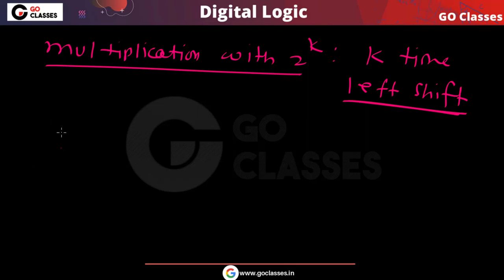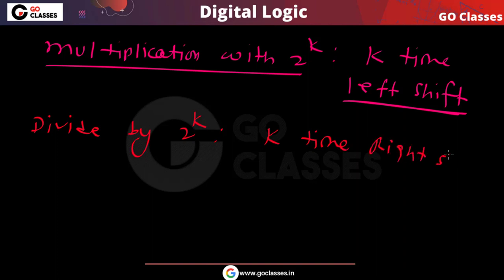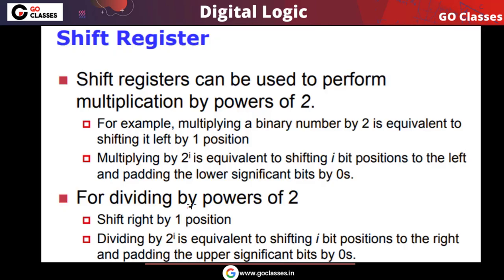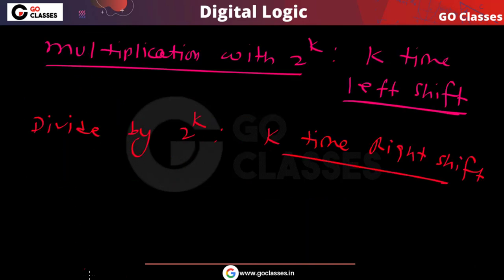Similarly, if you want to divide by 2 power k, then you will do k times right shift. So this k times right shift you can do if you want to divide by 2 power k. You can shift to the right by k positions. For example, let me take an example.